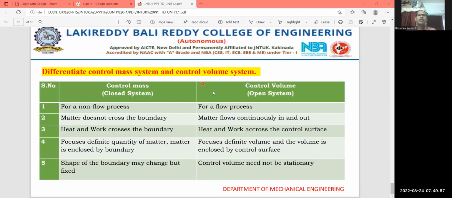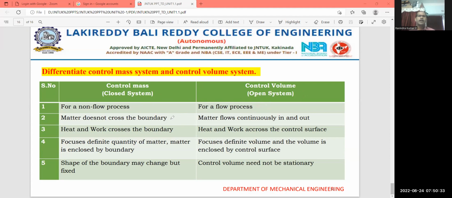Next, what are the basic differences? Differentiate the control mass and control volume. This is also one of the topics we need to discuss. Generally, the control mass is applied for a closed system, whereas the control volume is for an open system. The control mass is applicable for the non-flow process, whereas the open system, that is the control volume, is applied for the flow process.